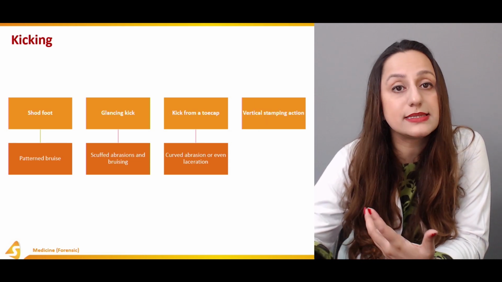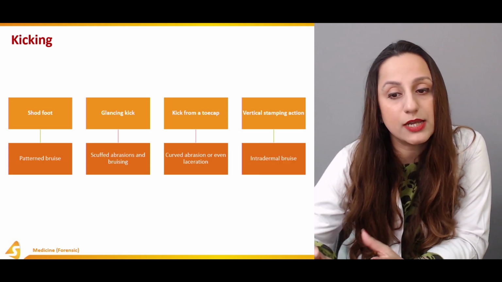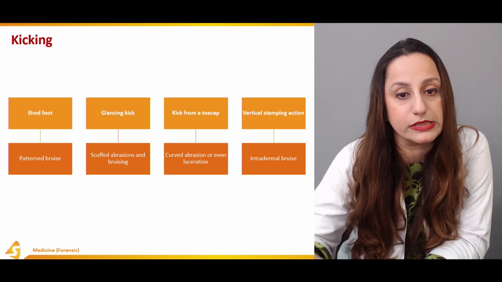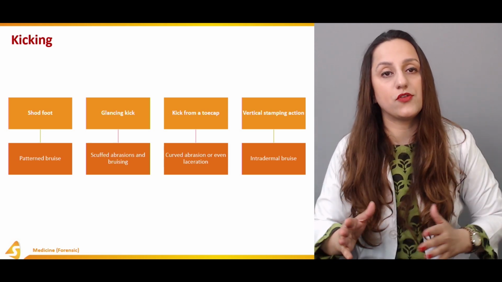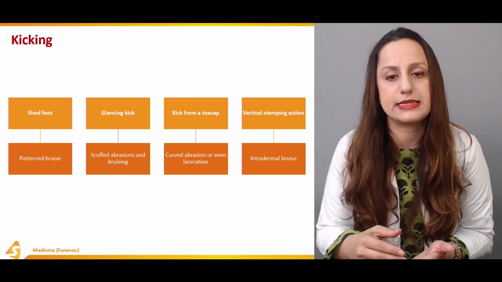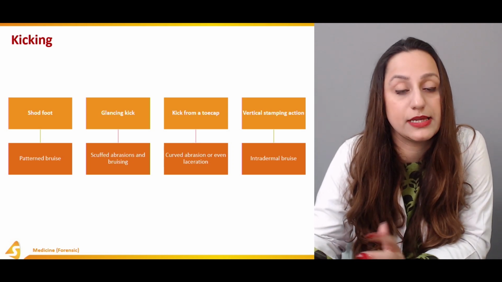Now, the vertical stamping action that is usually found in a stampede will only cause an intradermal bruise because it has a vertical impact on the skin. So these are the types of kicking impacts that can be found during a fight, during a stampede, or during any homicidal cases that we come across.